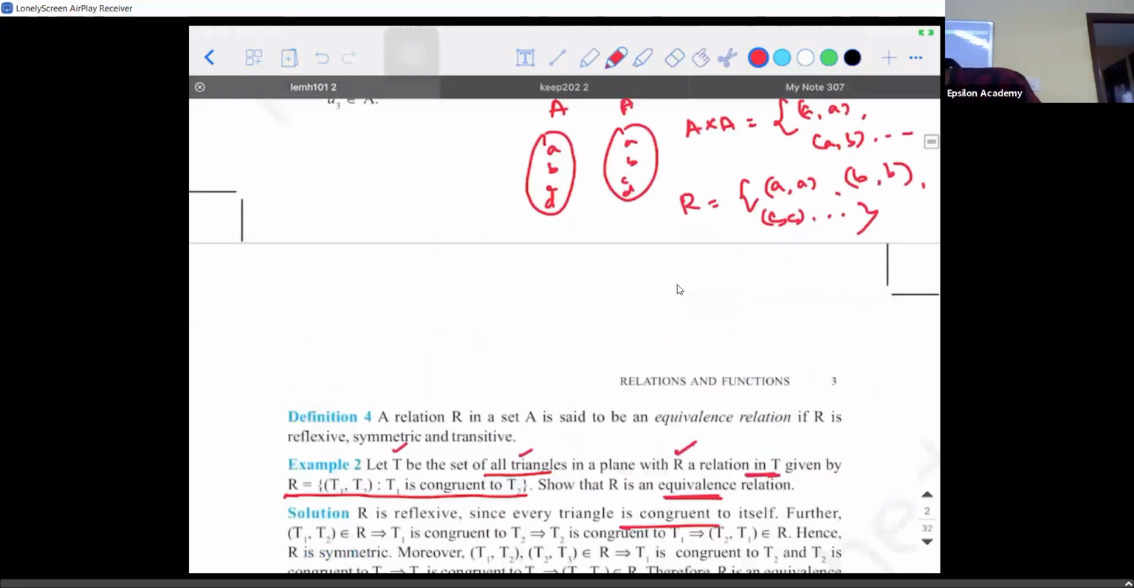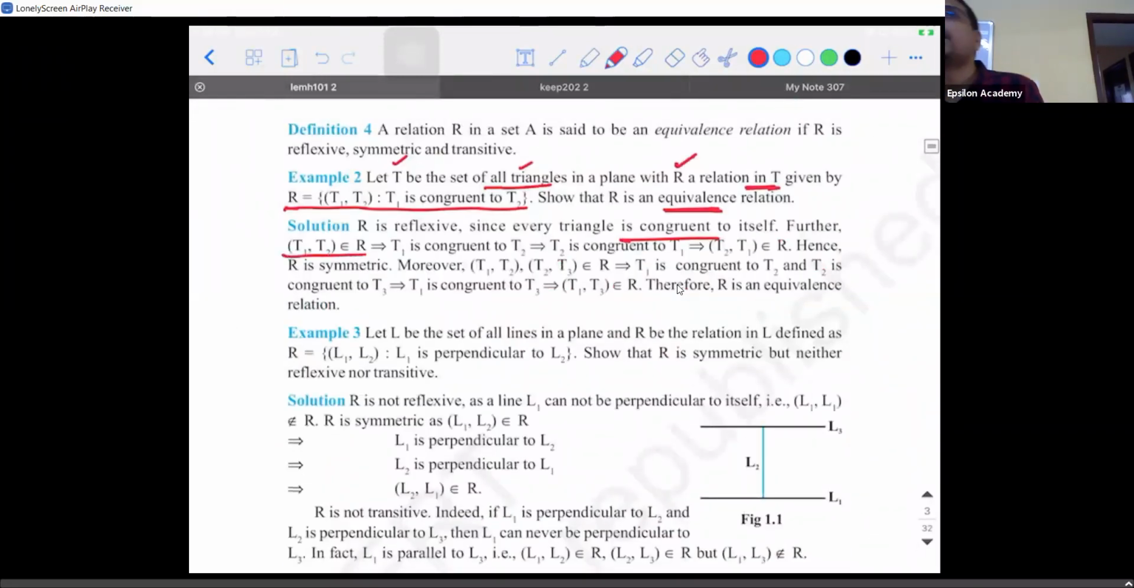Let's read out and see. So further, if T1 comma T2 belongs to R, who's concluding? Who's deciding that? Is it you or the question? If it's by us, if I say T1 comma T2 belongs to R, then obviously I can say, according to this question, T2 comma T1 will also belong to R, because 1 is congruent to 2, 2 is obviously congruent to 1. So, which implies T1 is congruent to T2, that also further implies what? T2 is congruent to T1.